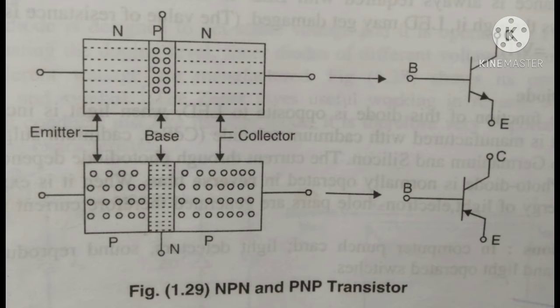Next, look at this figure. There are two basic types of bipolar transistor. The first is the NPN transistor and the second is the PNP transistor. Their structure and symbol are shown for NPN and PNP transistors.